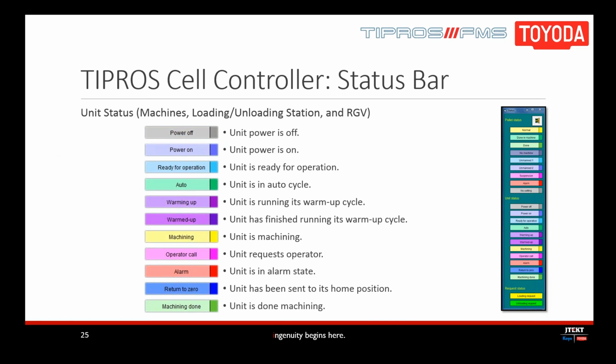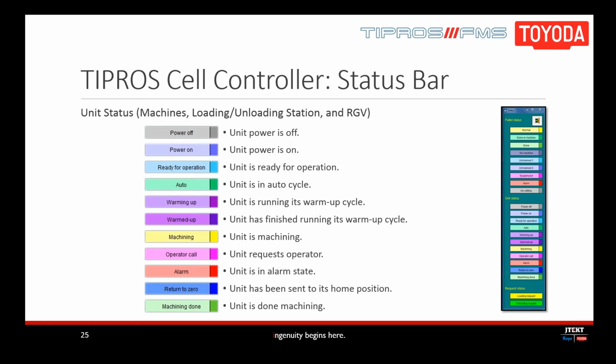All right. And very similar to the pallets, the machines, load stations, and RGVs also have their own color-coded statuses. So if it's gray, it's not powered on. Light blue means that the unit does have power and is ready to accept or receive the pallet, and a teal green means that it is running in auto cycle. We've got 2 different shades of purple to denote when the machine is warming up. The lighter shade shows that it is in that process, and then the dark purple shows that it has finished.